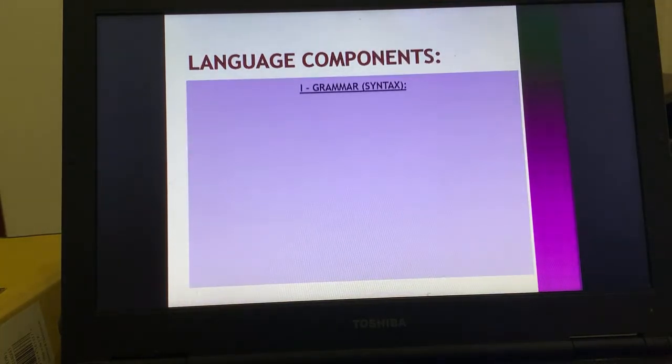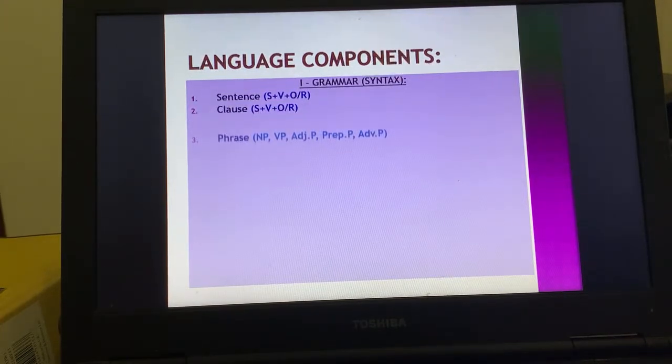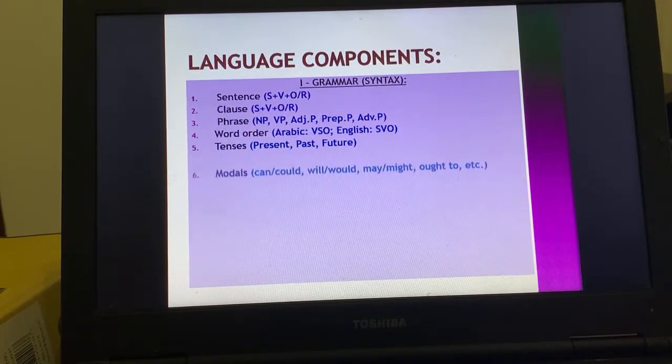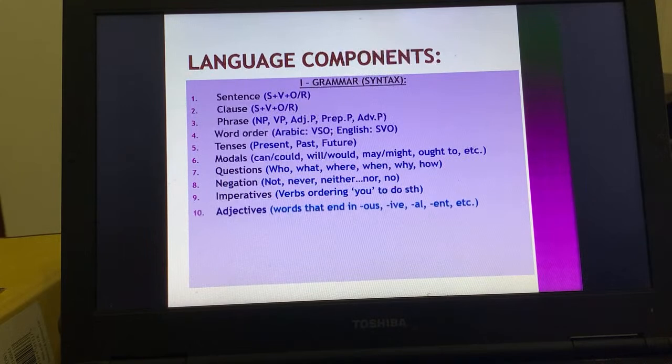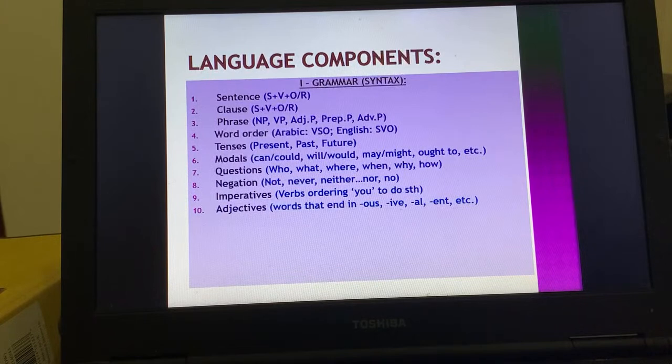And we move on in grammar again: sentence, clause, phrase, word, tenses, modals, questions, negation, imperative, and then after that is adjectives. Adjectives means الصفات. They are words that end in -ous, -ive, -al, -ent, for example, etc. Many of these adjectives, and of course there are the adverbs, which end with -ly, يعني بطريقة أو بأسلوب, in the manner of.